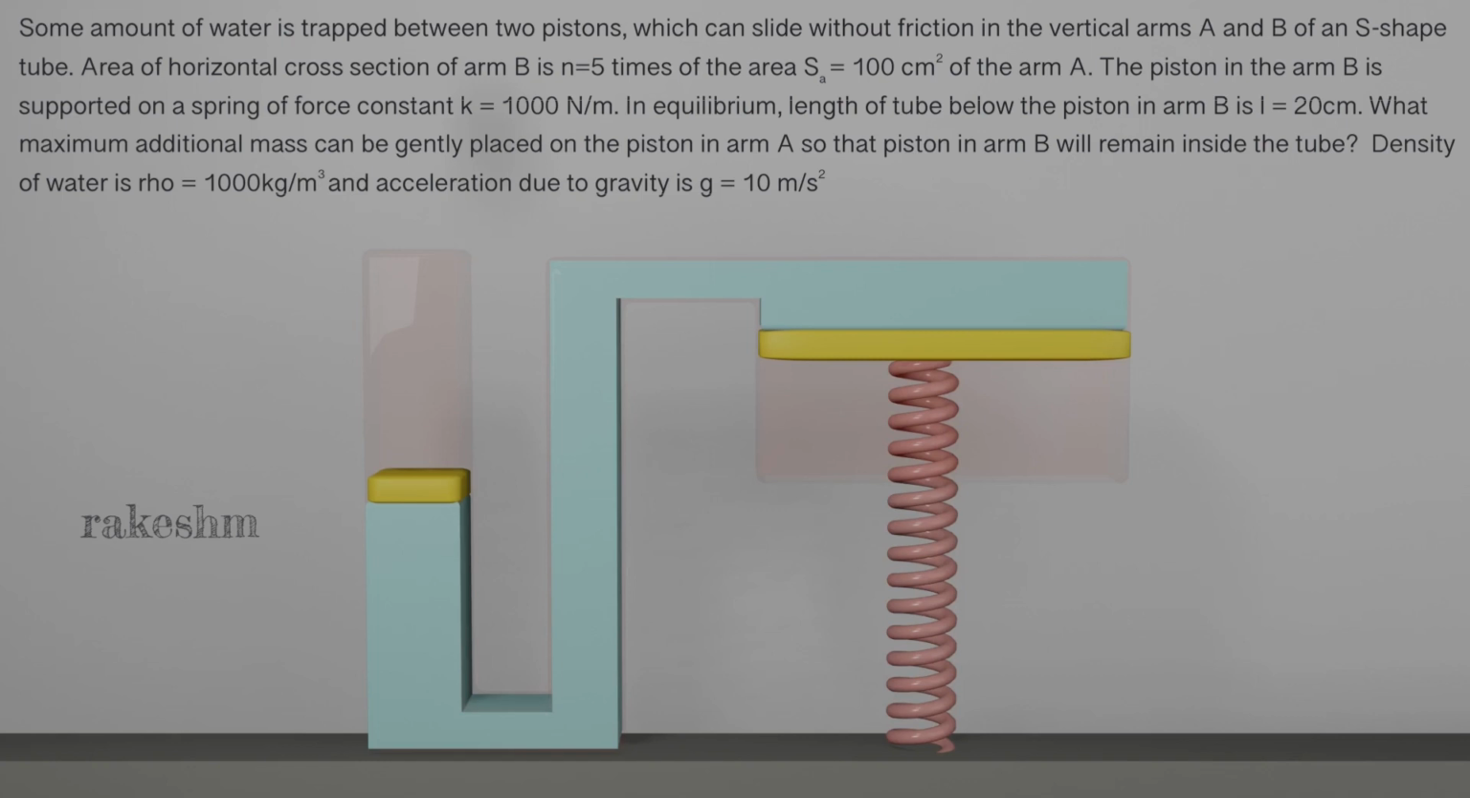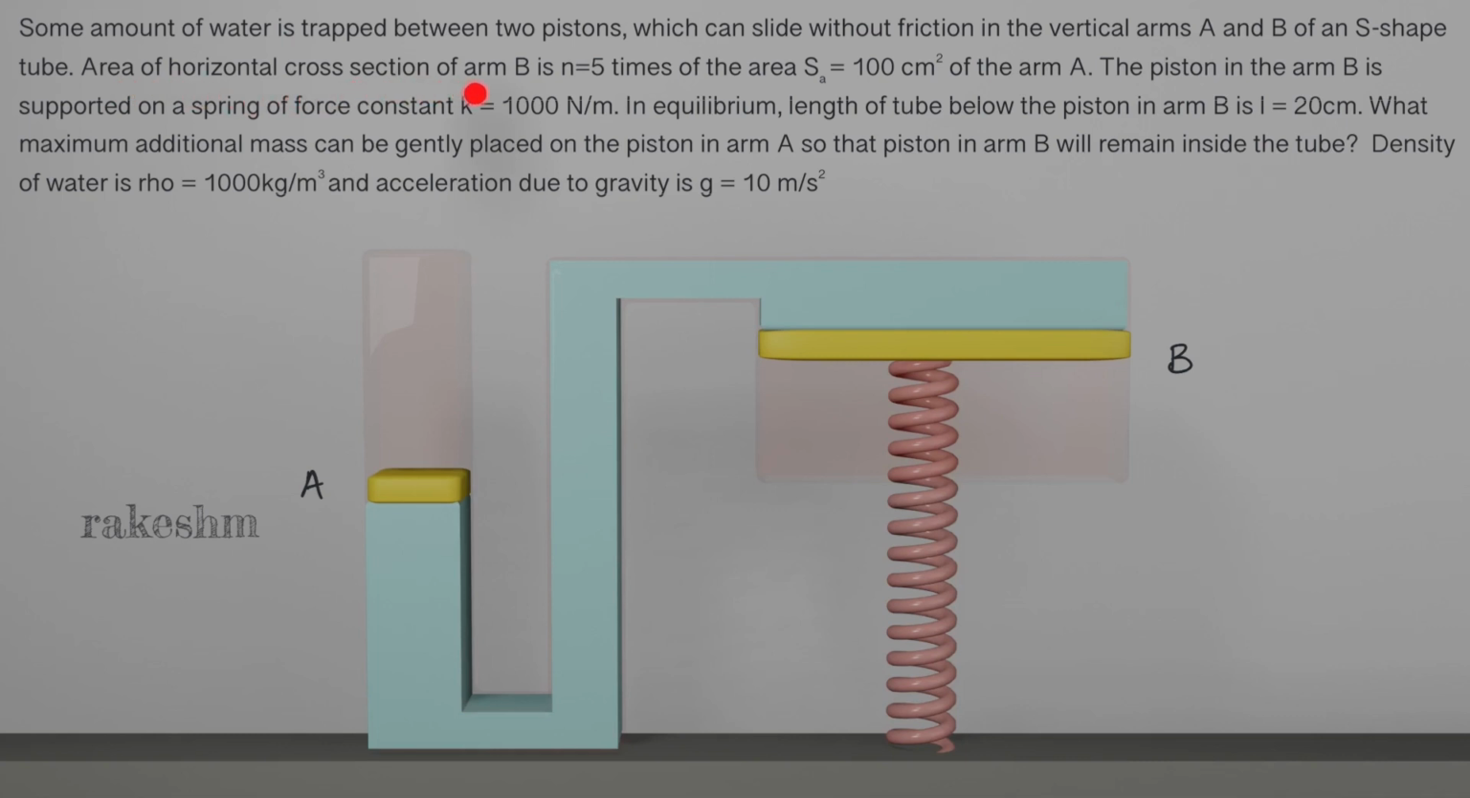Some amount of water is trapped between two pistons, which can slide without friction in the vertical arms A and B of an S shaped tube. So these are the two arms A and B, and this is an S shaped tube. And these are the two pistons, these yellow colored ones that you see here, and they can slide freely in these tubes.